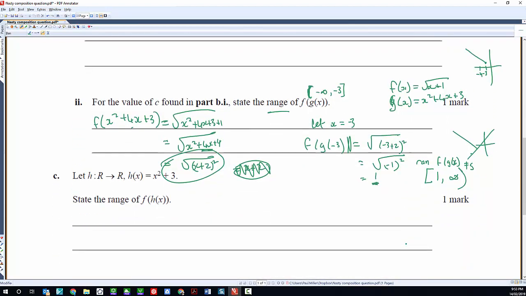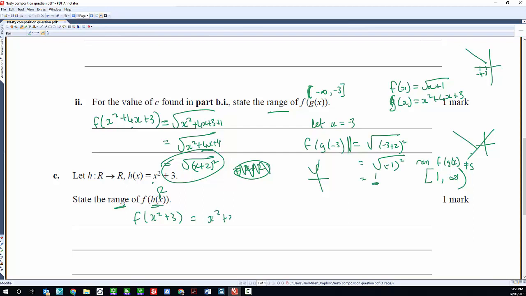Right, so the last question was this one here. It was another function composition, and what it asked for is the range of this composition. So let's make the composition, and let's note that the domain of h of x, well, it's a parabola, this is what it looks like, and so it has a domain that is the set of all real numbers. So let's do the composition, which is f of x squared plus 3, equals x squared plus 3 plus 1, all square rooted, which is the square root of x squared plus 4.